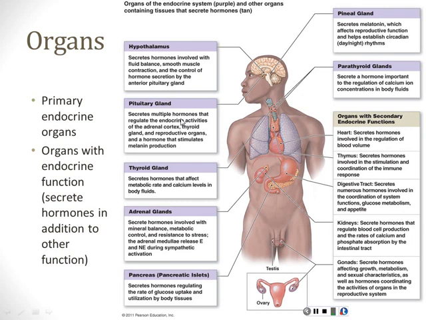The pituitary gland, if the hypothalamus is the brain of the system, the pituitary gland is the workhorse, okay? Because it is going to create and release most of the hormones in the endocrine system, okay? And we're going to talk extensively here in a little while about the pituitary gland and what it actually does. So we have multiple hormones. Hypothalamus controls, pituitary releases. All right.